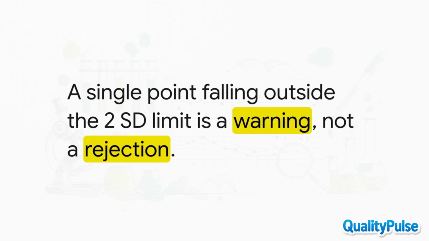The really crucial thing to remember here is that this one is merely a warning. It triggers when a single point falls outside the 2 SD limit. Why is it just a warning? Well, remember earlier, about 4.5% of perfectly valid results naturally land here anyway. So if you see this pattern, your action is to investigate. Look at previous runs, but whatever you do, do not immediately reject the run if there's no clear error.